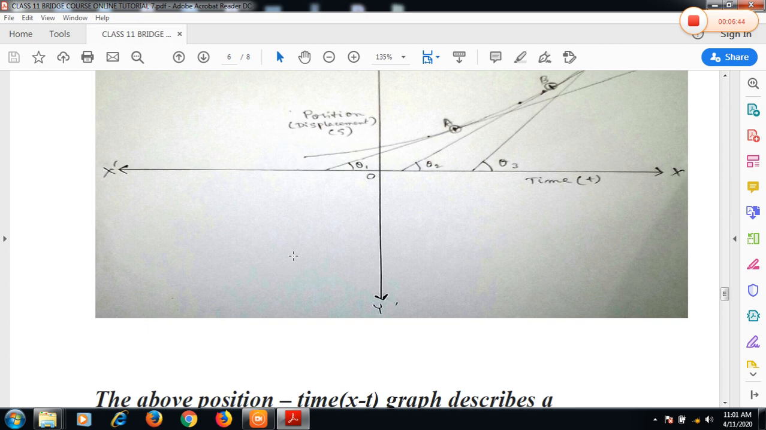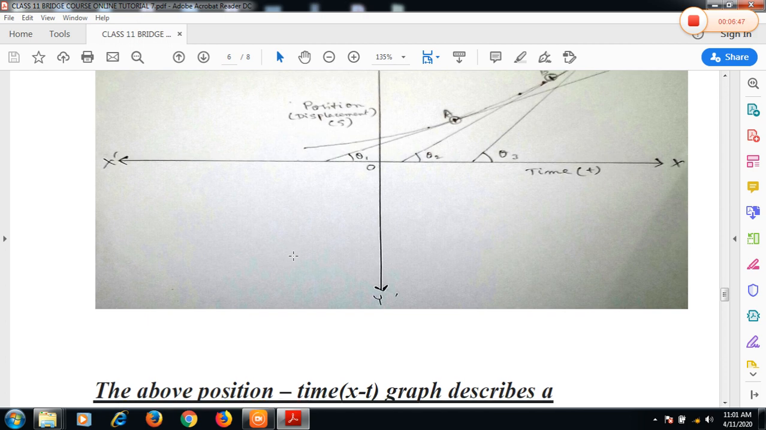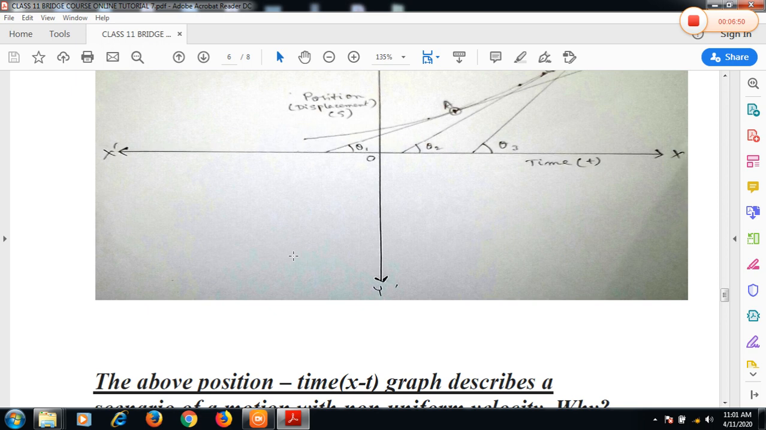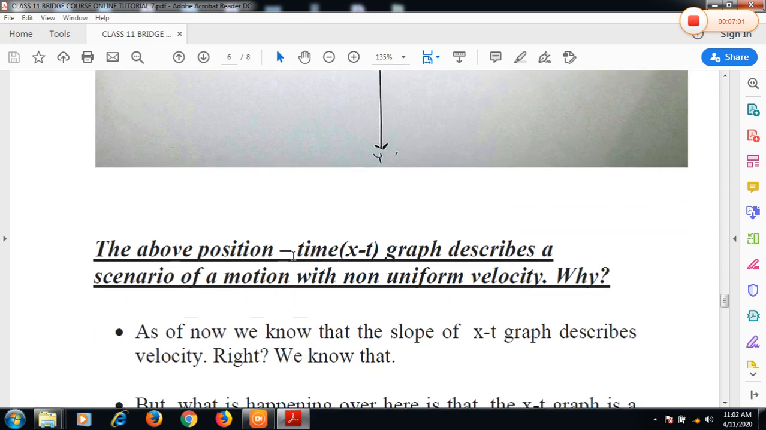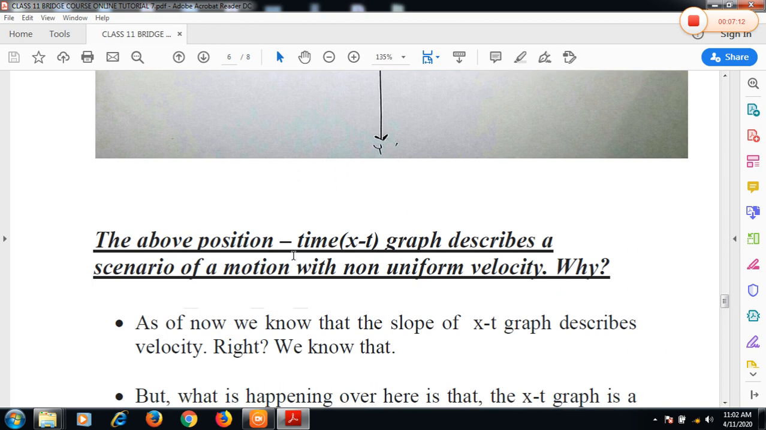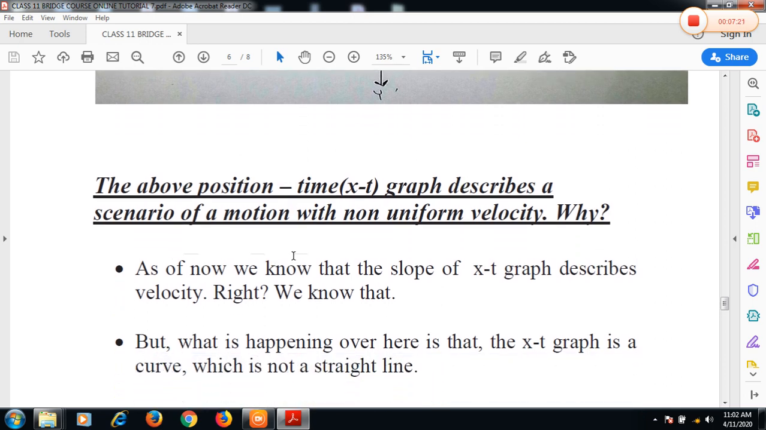Look at this graph. It corresponds to non-uniform motion, and we need to look for the reason of its non-uniformity. The above position time graph, that is the xt graph, describes the scenario of a motion with non-uniform velocity. Our question is, why is it a motion with non-uniformity? As of now, we know that the slope of the xt graph describes velocity, right? We know that. But what is happening here is that the xt graph is a curve, not a straight line, right?